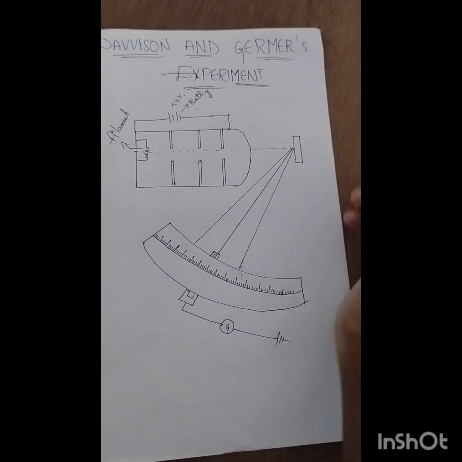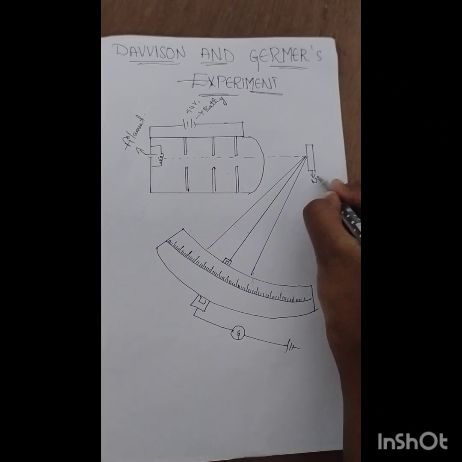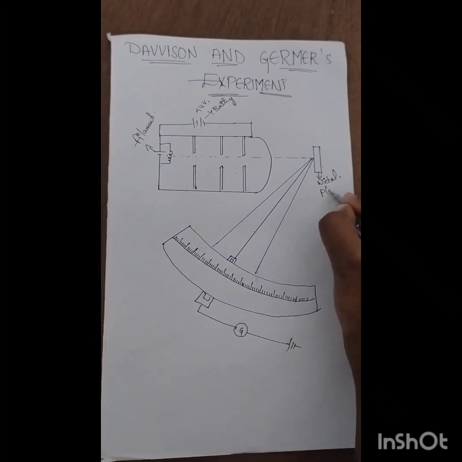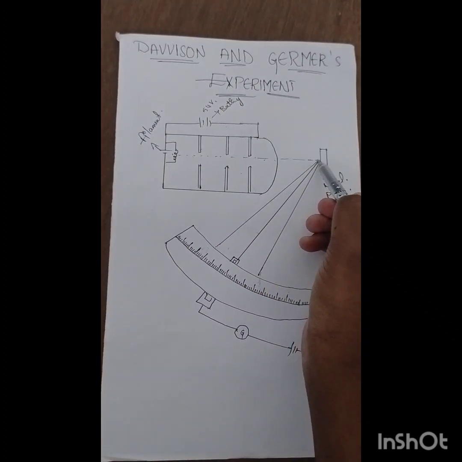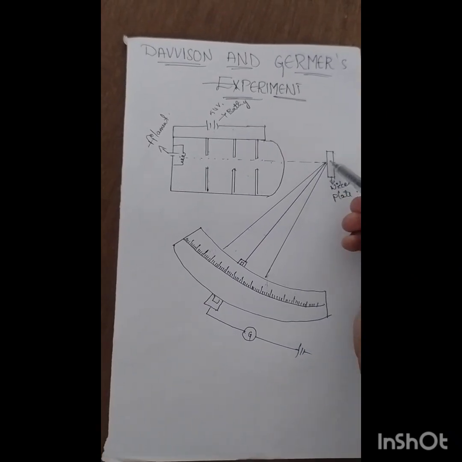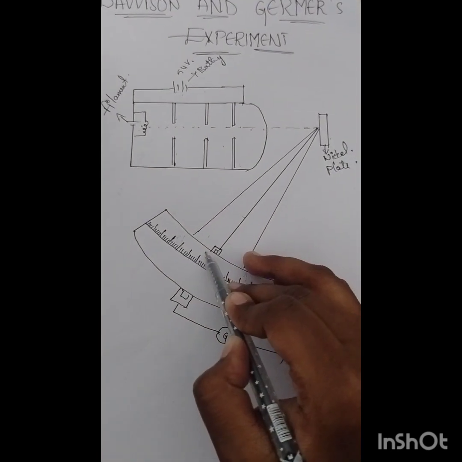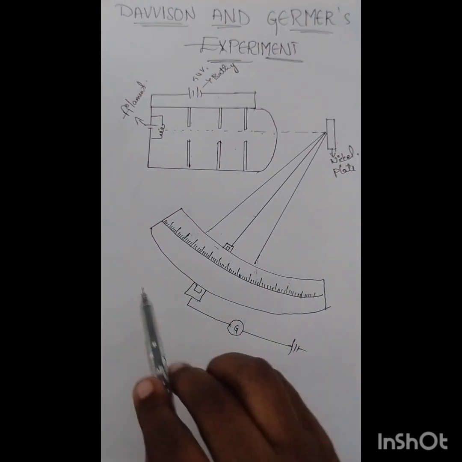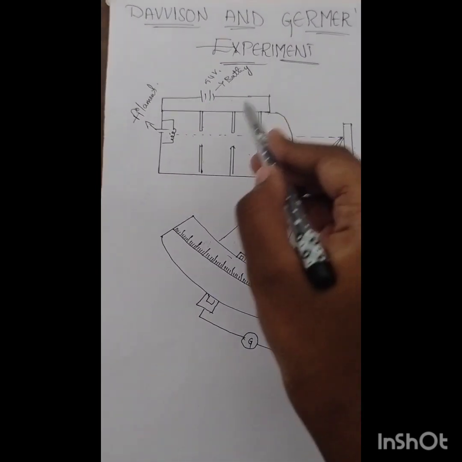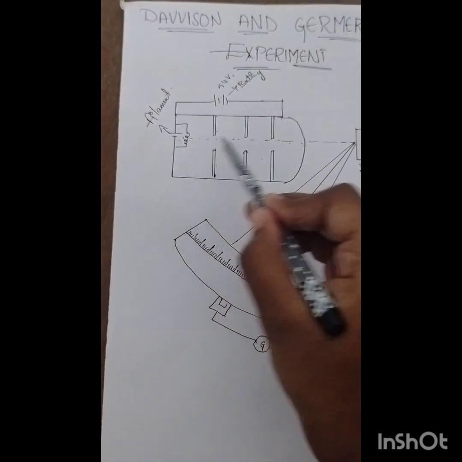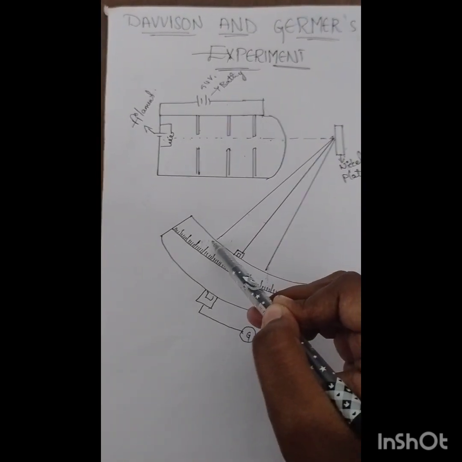And this is a nickel crystal. Every crystal contains a nickel crystal arrangement, a nickel plate. It consists of a crystal arrangement. So when these electrons fall onto the crystal, it reflects them to the Faraday cylinder, which is the circular-shaped scale. Here, when the electrons are accelerated by different potential differences, the electrons fall on the nickel plate and then reflect to the cylindrical scale.